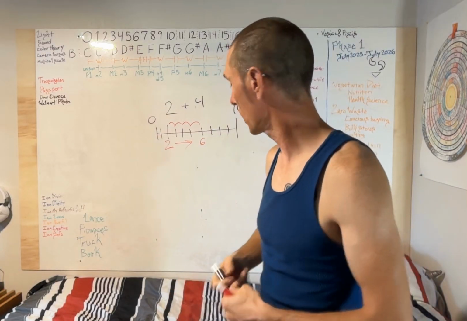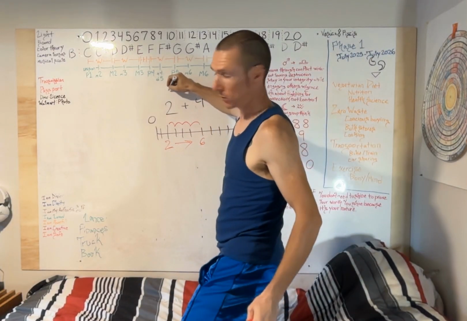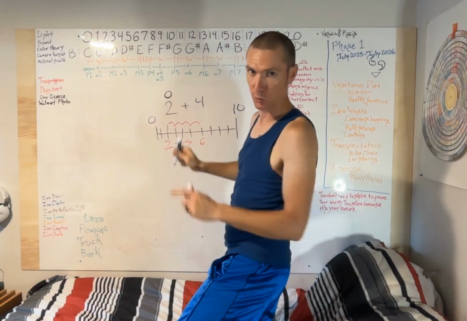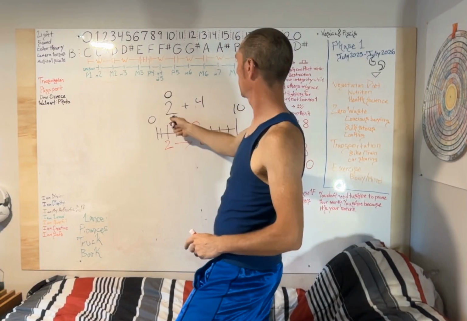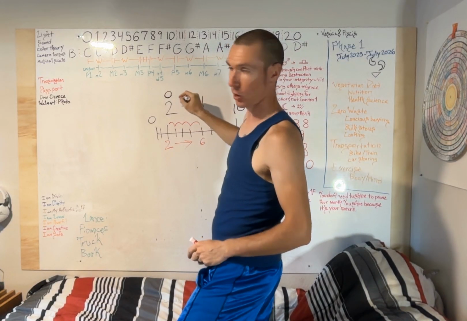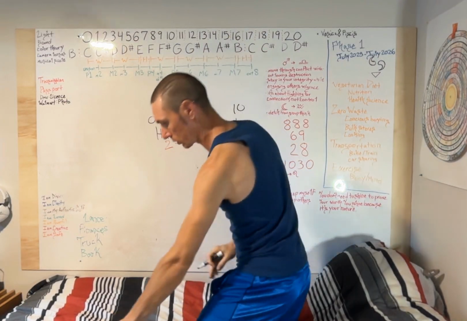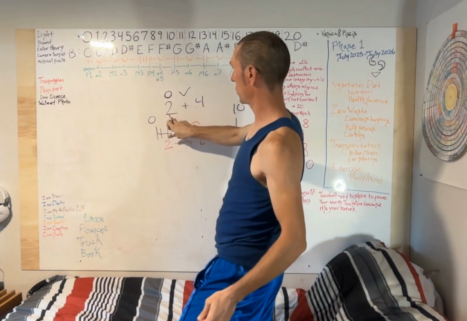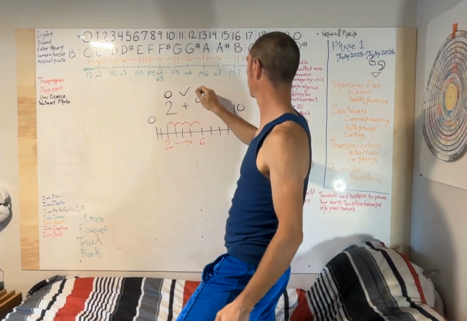Because that's all you're doing. You have the subject, 2, is what you're starting at, right? Then you have the verb. You have your subject, your verb, and your predicate.